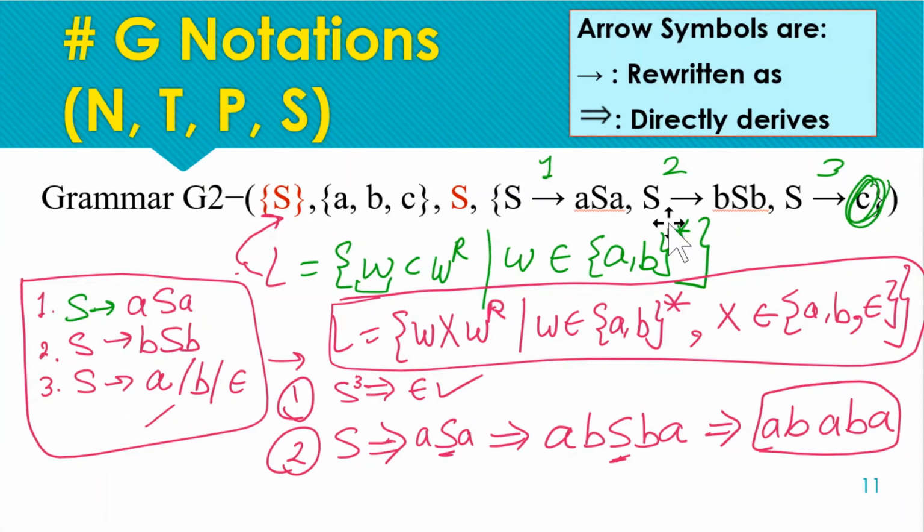So if you are given these production rules, then this is the language, and if you are given those production rules, then that is the language. So you have to judge according to the given production rules.